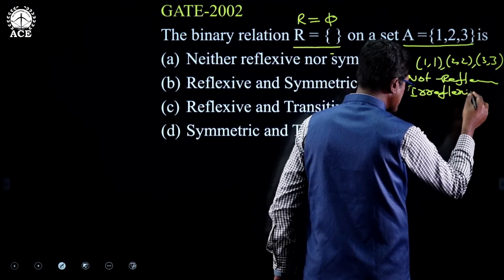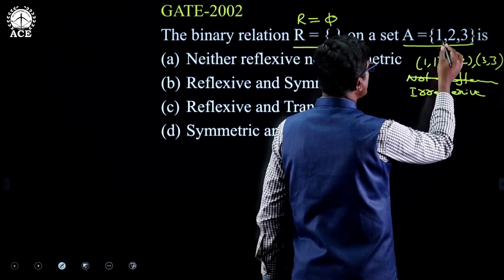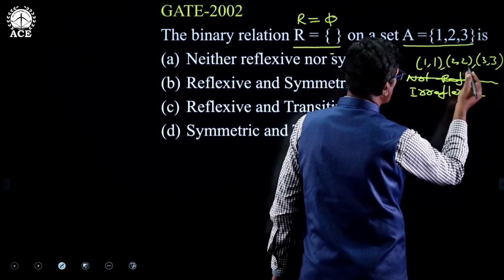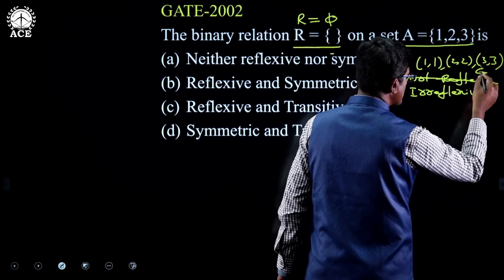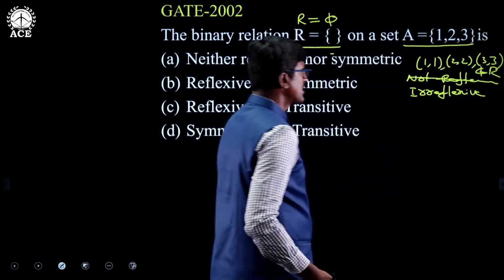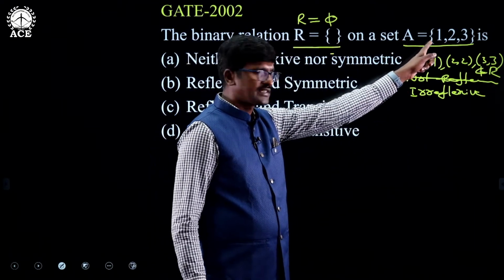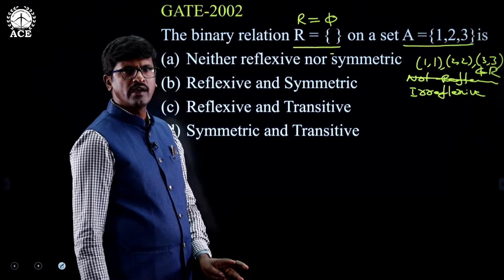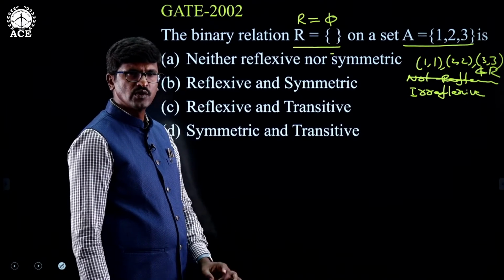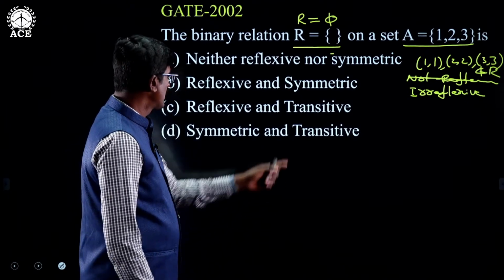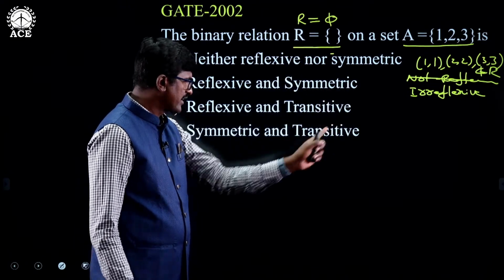Why is it irreflexive? For all elements, (1,1), (2,2), (3,3) do not belong to R. That means for all elements in the set A, there is no (1,1), there is no (2,2), there is no (3,3). Therefore, the given relation is irreflexive.